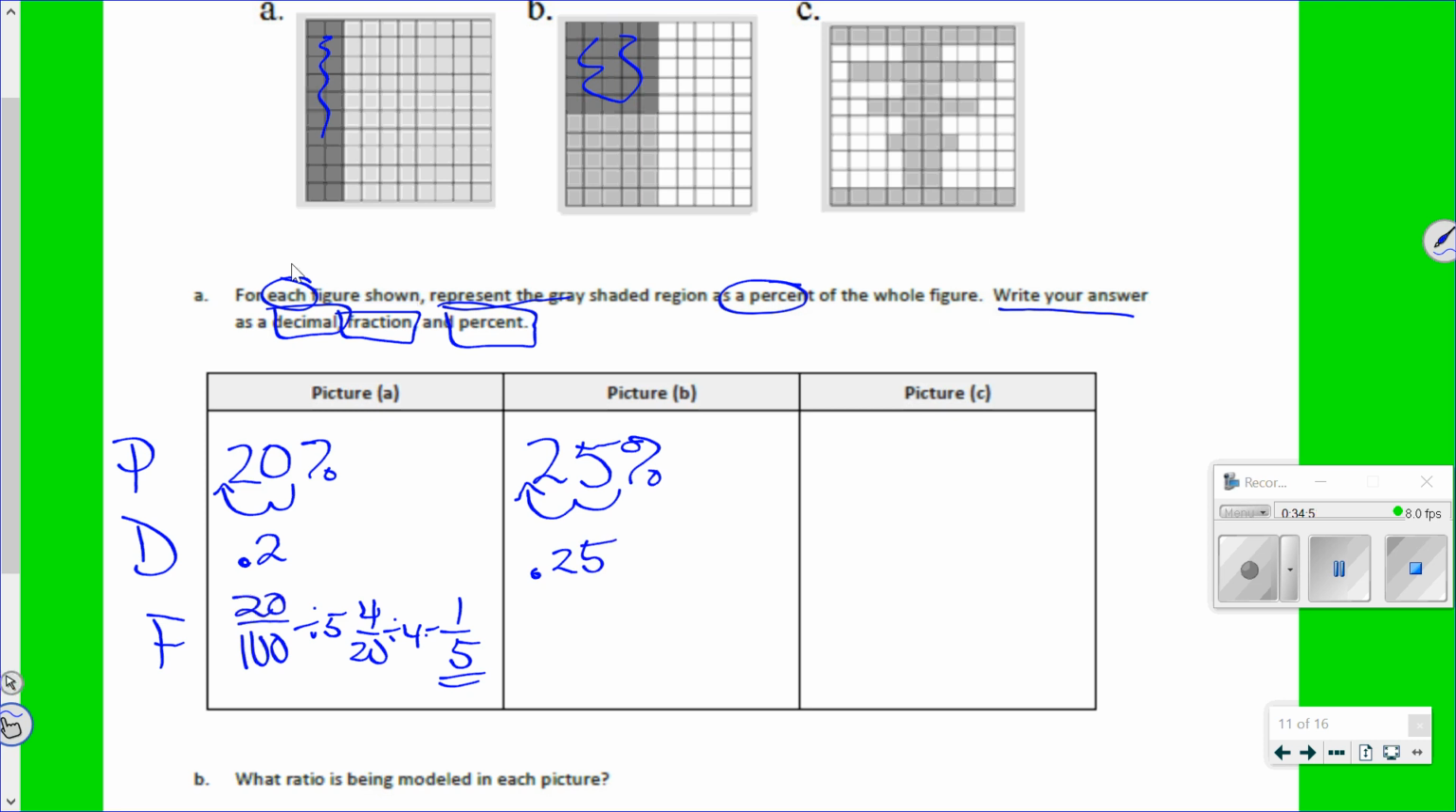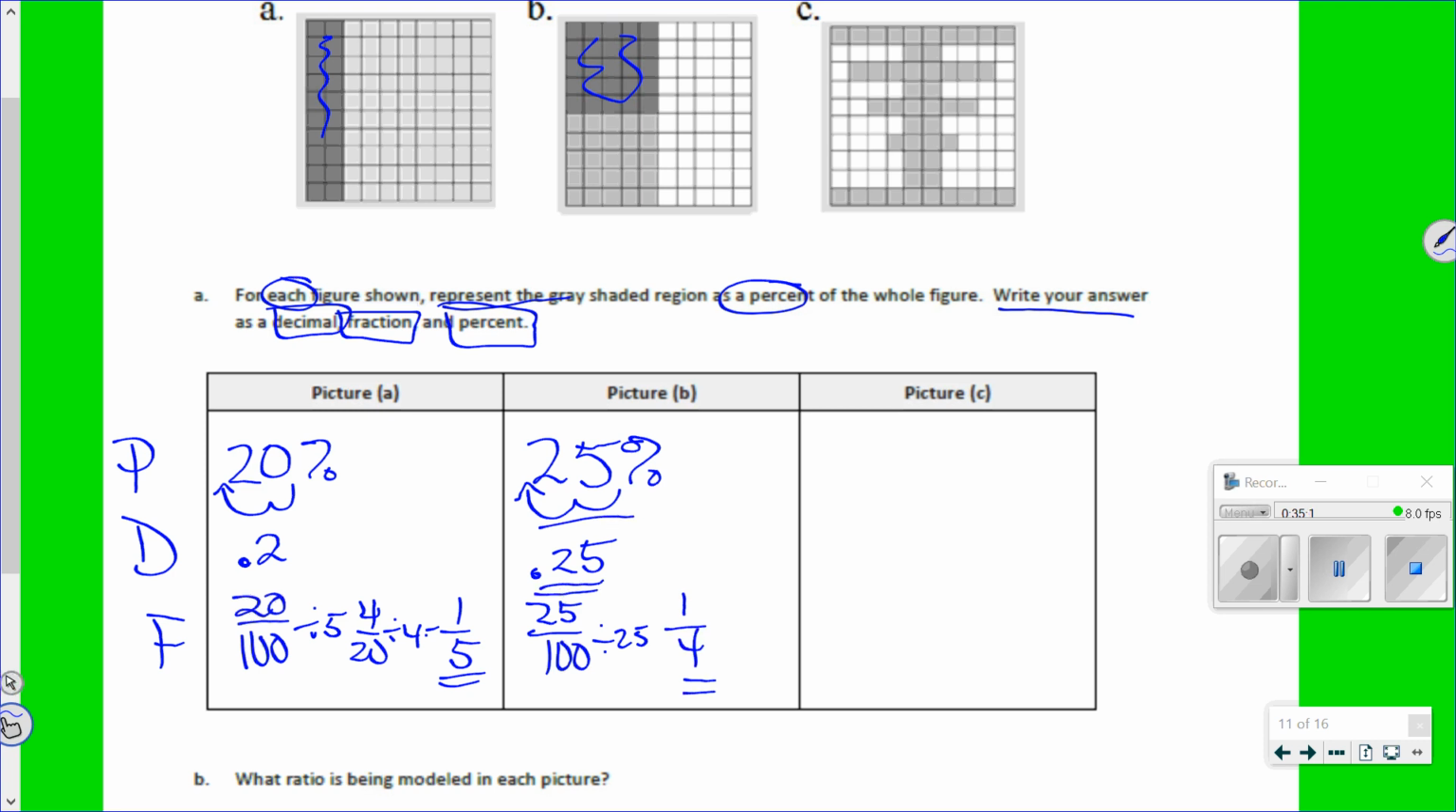Then as a fraction, I literally just write the number down. 25 over 100, what can I divide both those by? 25. Sean? 25? If you all see the 25, you can do the 5s and you'll get there. But 25 gets us there in one step.